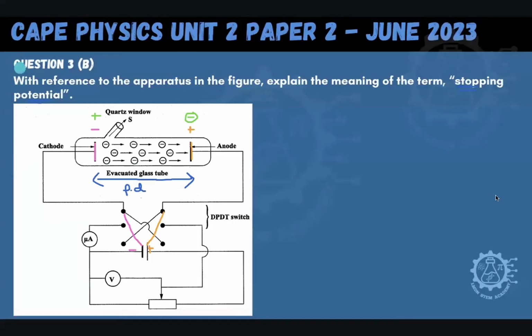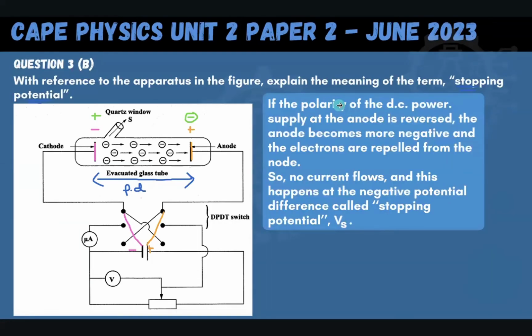Let's bring up what we have here. So if the polarity of the DC power supply at the anode is reversed, as I'm showing in my green, if I reverse and now I have those colors there, what's happening? The anode is going to become more negative and the electrons are going to be repelled from the anode. The electrons are going to be repelled, so no current is going to flow. And this happens at what we call a negative potential difference called a stopping potential, or that VS there.